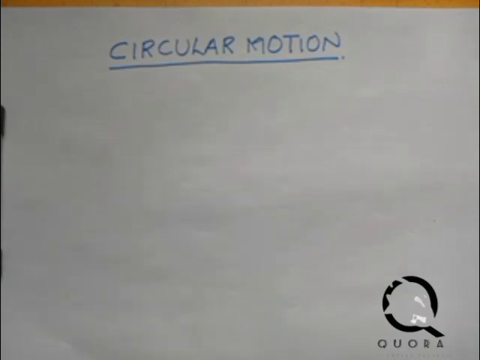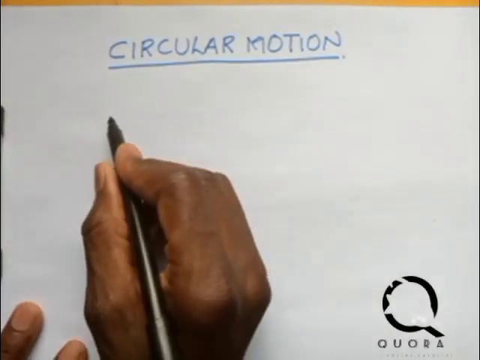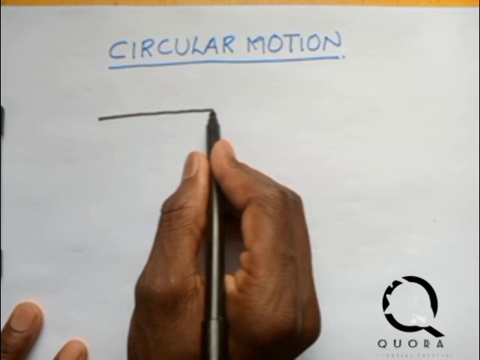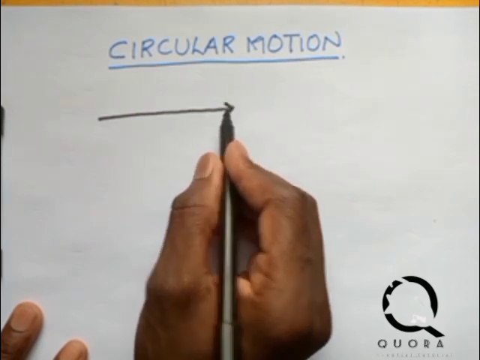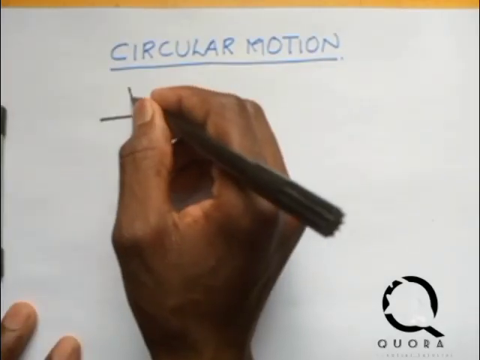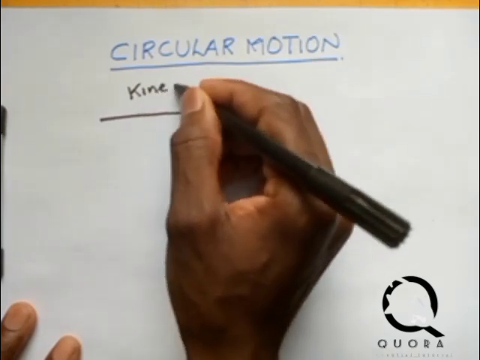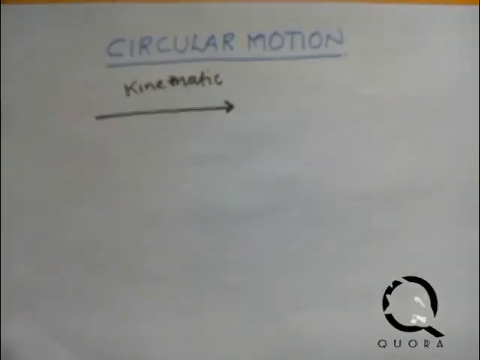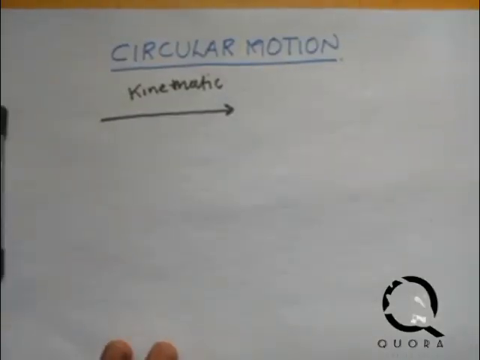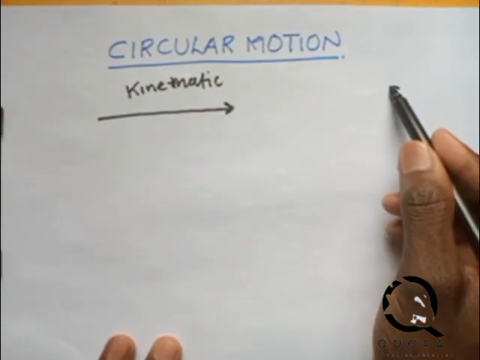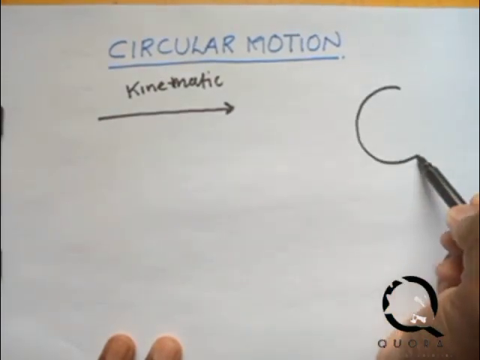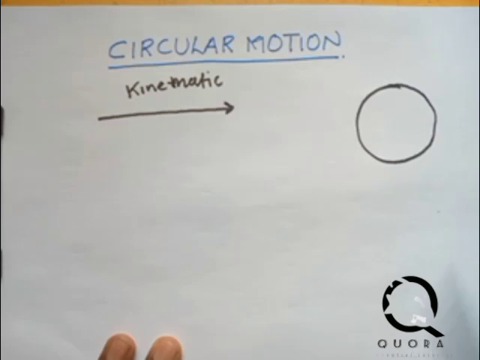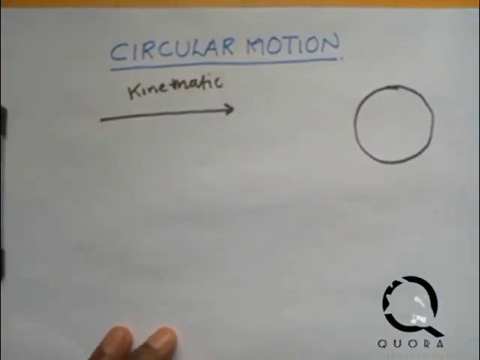Okay, so if we just get back a bit to kinematics, we are going to find that kinematics is the motion which involves the object moving in a straight line. This is according to kinematics. An object can just be moving in a straight line. But whenever we come to the issue of circular motion, an object takes a circle-like path. It keeps moving in a circular way.